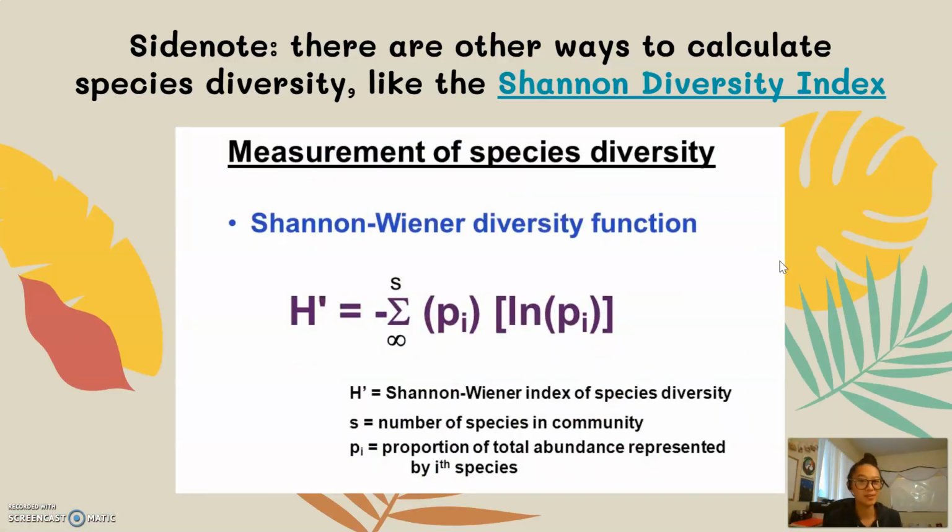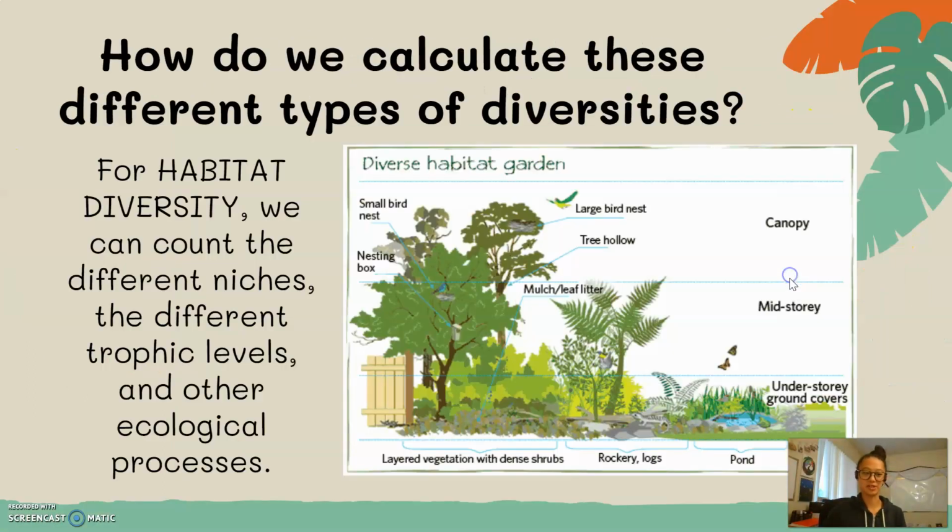Cool. Quick side note, there are a lot of different ways to calculate species diversity, and here is another example that you might hear about. This is called the Shannon Diversity Index, and it basically takes the idea of species evenness and puts it into a formula, and once you calculate the formula, the lower the number, the lower the biodiversity, versus the higher the number, the higher the diversity. I linked in the presentation an awesome YouTube video that can help you calculate Shannon diversity if you are interested.